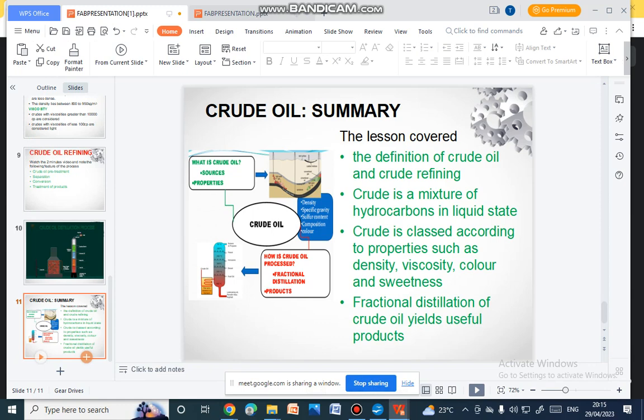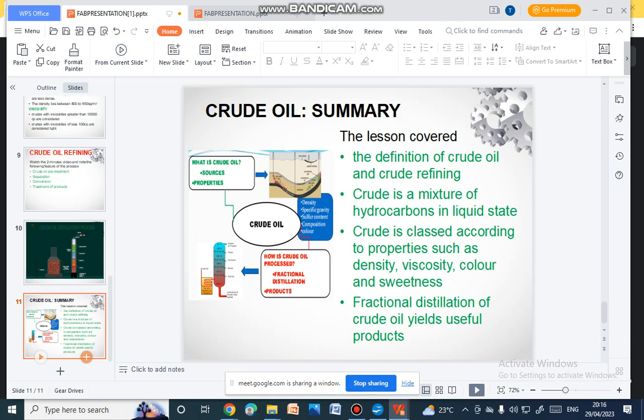After looking at that process of crude oil refining, let us now summarize what we have covered in the lesson today. The definition of crude oil and crude refining. Crude is a mixture of hydrocarbons in liquid state. Crude is classified according to properties such as density, viscosity, color, and sweetness.